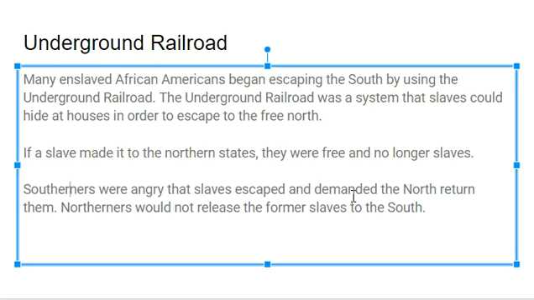And Southerners were angry that slaves escaped, and they demanded the North return them. However, Northerners would not release the former slaves to the South. So people in the South are starting to get very upset because their slaves are escaping. They're going up north, they're becoming free, and they're trying to say, this is my property. I bought this person, I own them, so if they go, you should be able to give me back. However, the North did not.